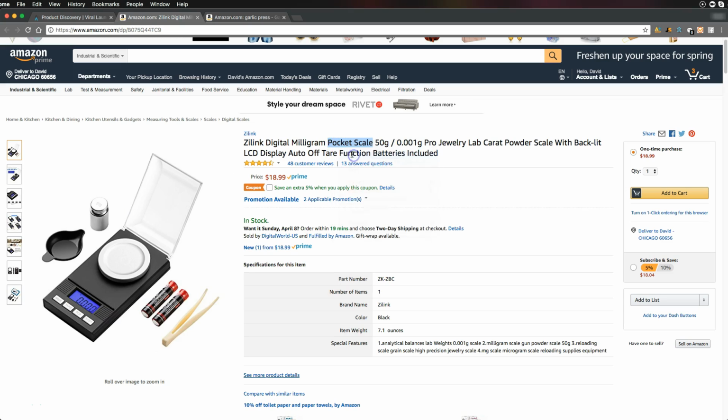This is literally born and made for drug dealers. I mean, literally 50 grams. This is perfect for drug dealers. I'm kidding, guys, but you know what people are using this for.